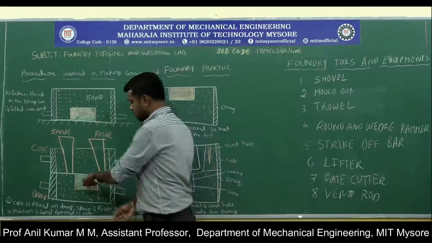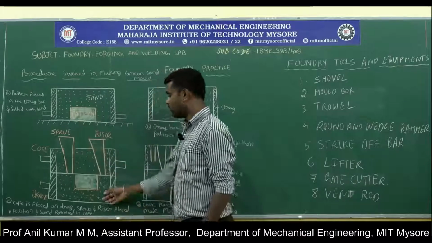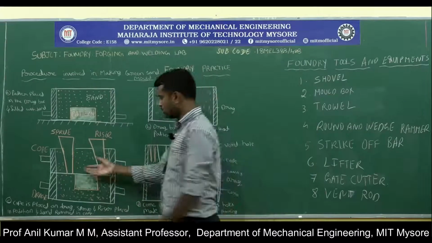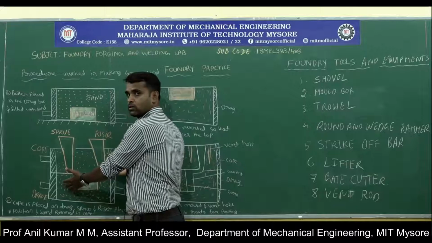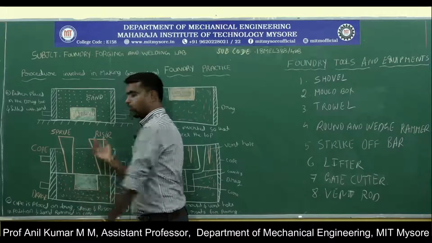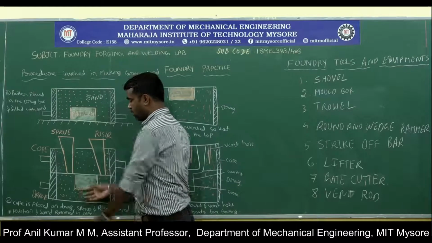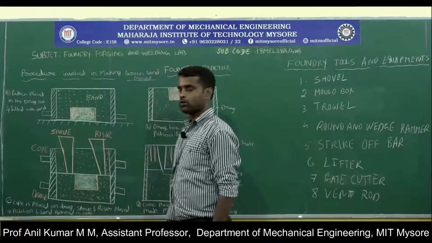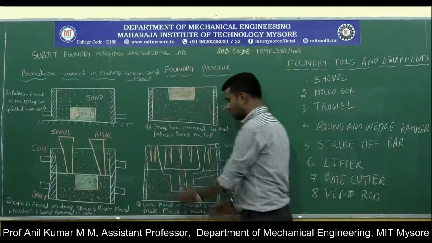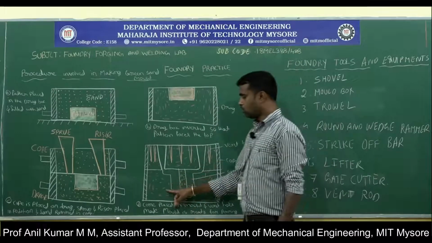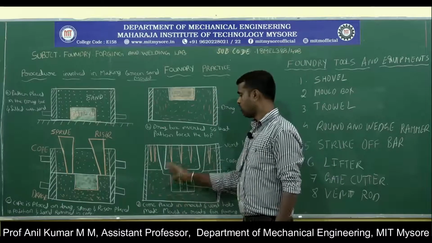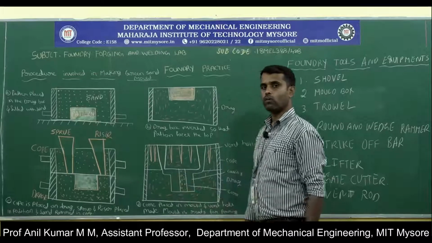Okay, and then you have to remove the pattern from the drag box. First you have to take out the cope box beside, and then you can remove the pattern from the mold. At that time, the same shape of the pattern will be left in the drag box. After that, again you have to place the cope box over the drag box, and then the mold is ready for the pouring.